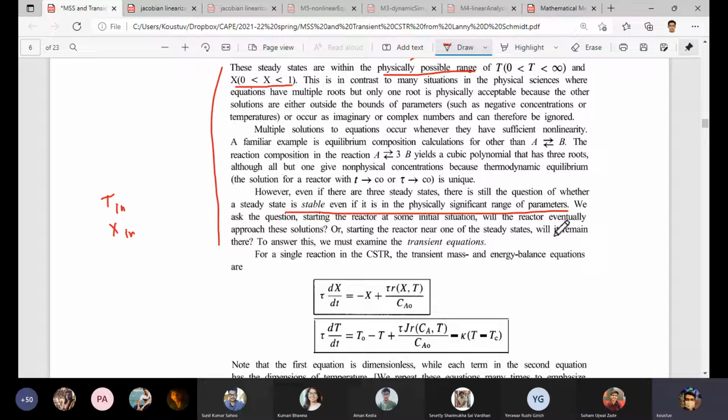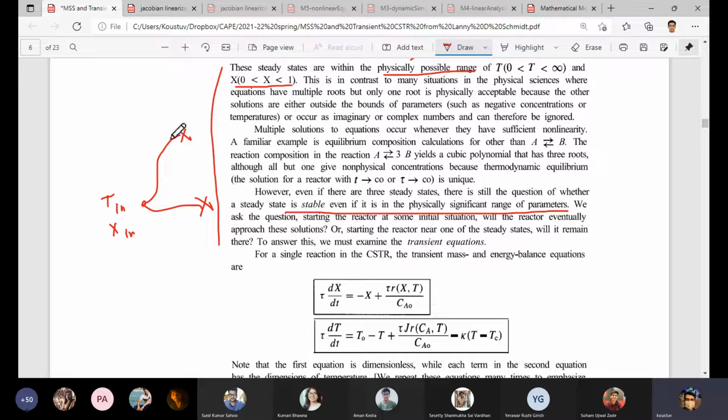So the question is, if we start from some initial conditions, whether it reaches that steady state point, or whether it reaches some other steady state point. These we do not know. We have to see, if we start from some initial conditions, at what point it will go.